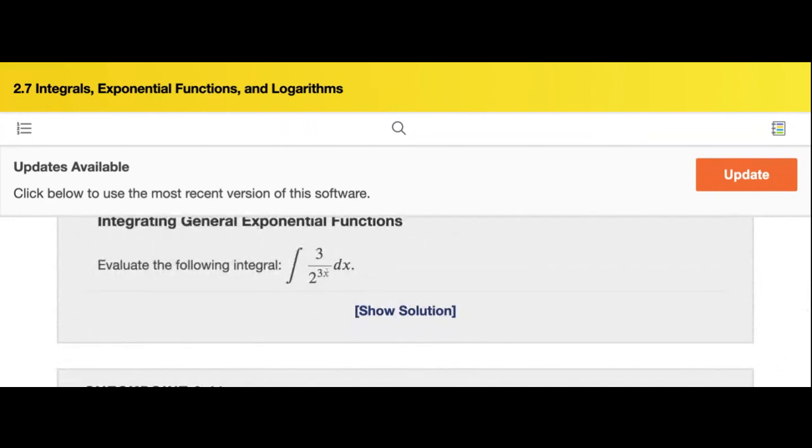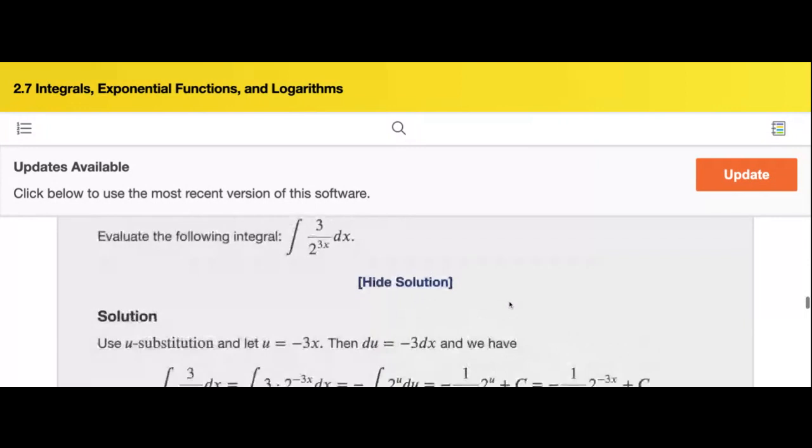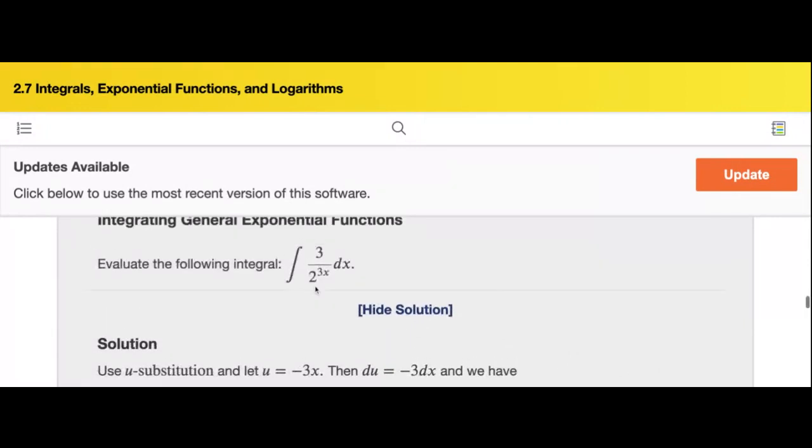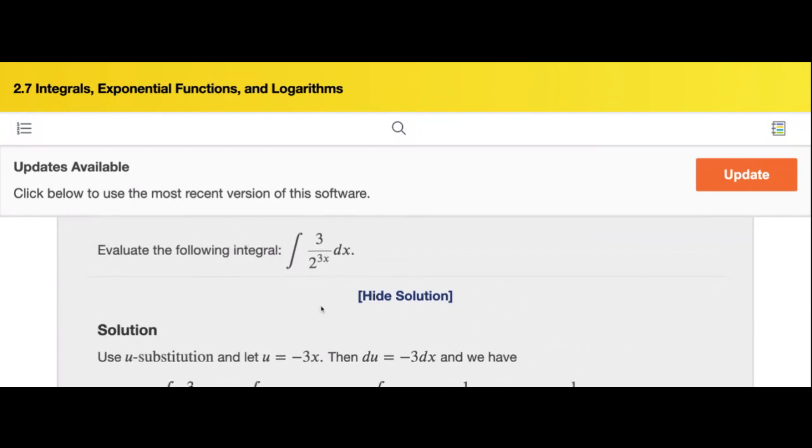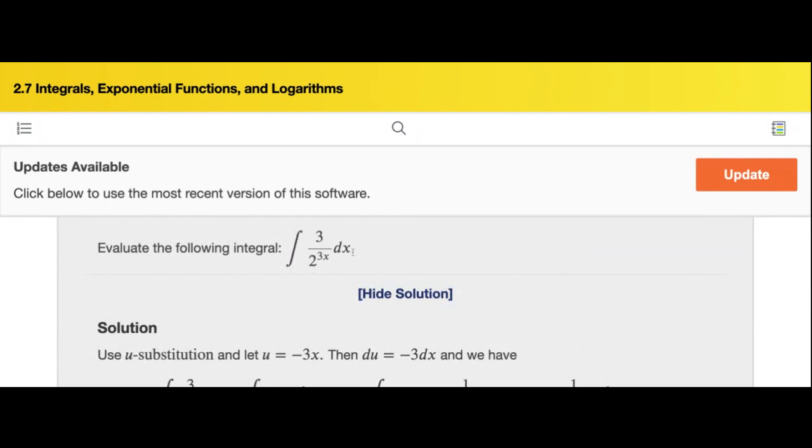Okay, let's try to integrate this one. This is an indefinite integral, so we always anti-differentiate, then plus c, plus a constant. The integral is 3 divided by 2 raised to 3x. Let u be negative 3x, because we have 2 raised to negative 3x. Then du equals negative 3 dx. And we see 3 dx here, so 3 dx equals negative du.